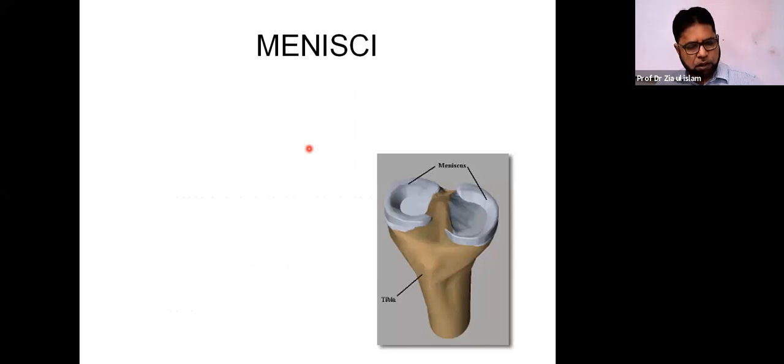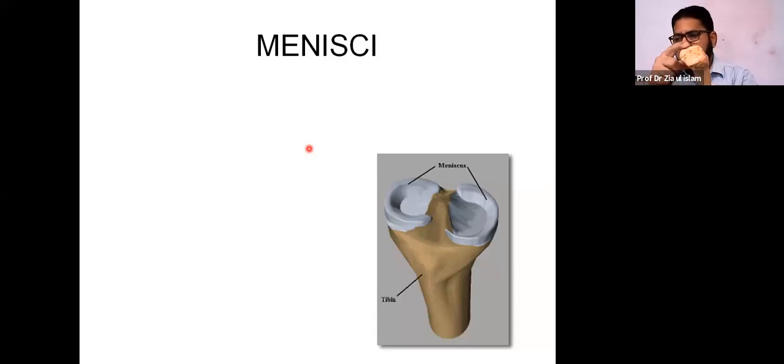What are these menisci? They are fibrocartilage. What is the main function of the menisci? Now normally, the glenoid cavity is not very deep, but there is something which deepens it. That fibrocartilage which deepens the glenoid cavity is called the glenoid labrum. The glenoid labrum causes the deepening of the glenoid cavity.